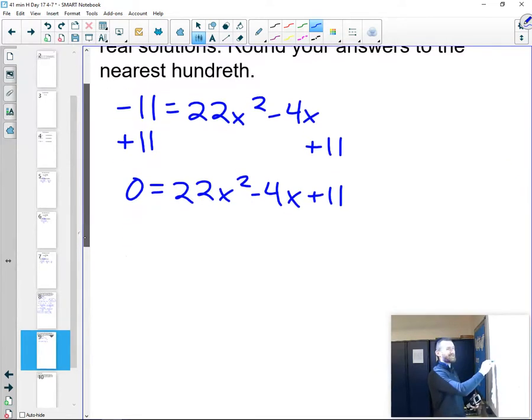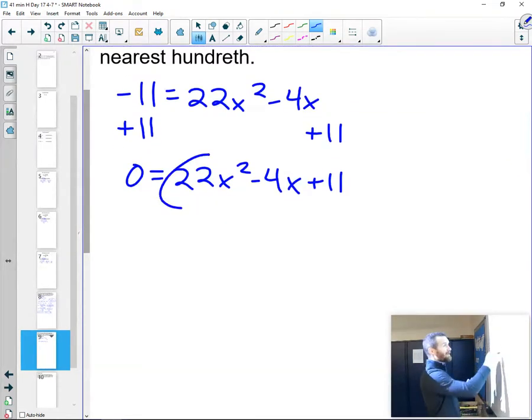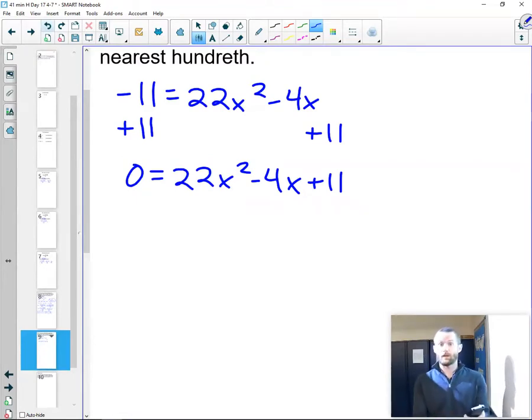Okay, I mean, I guess we could try and factor this, but a lead coefficient of 22, I don't want any part of factoring that. Let's just go straight to the quadratic formula. Because remember, we don't need the discriminant. That's built into the quadratic formula. The quadratic formula itself will tell us how many real solutions we're going to get.